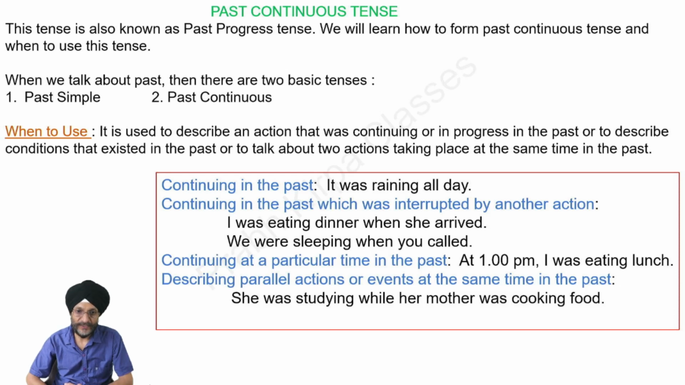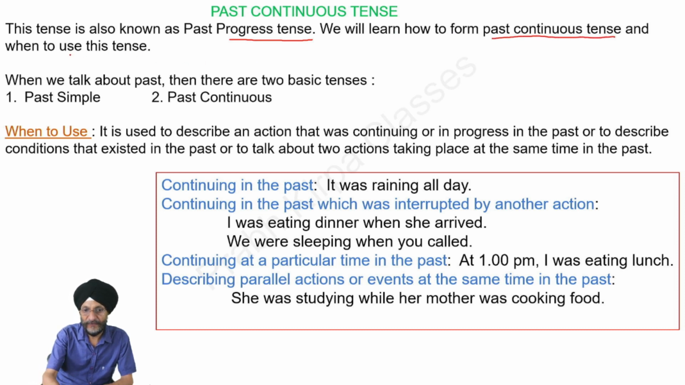Past continuous tense. This tense is also known as past progressive tense. We will learn how to form past continuous tense and when to use this tense. When we talk about past, there are two basic tenses, past simple and past continuous.